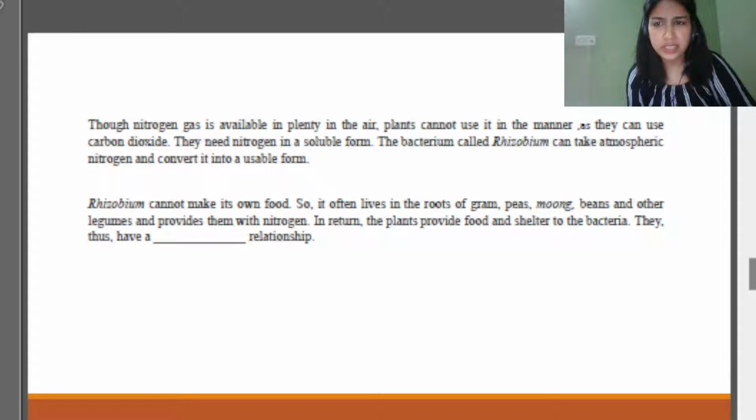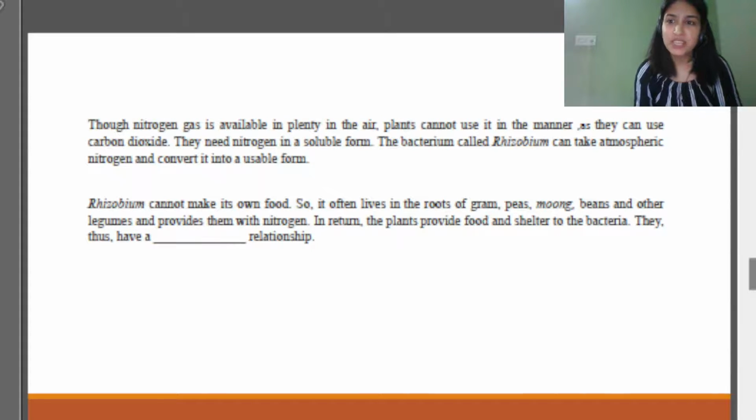Though nitrogen gas is available in plenty in the air, we know that it is more than 70% of the atmosphere, right? But plants cannot use it in the manner in which they can use carbon dioxide. It's a pity that plants cannot readily use this nitrogen that is available in plenty in the atmosphere, and they need to depend on others for it. They need nitrogen in a soluble form, so atmospheric nitrogen must be converted into a soluble form.